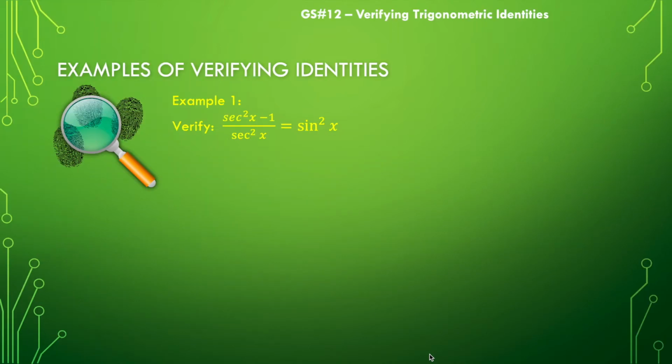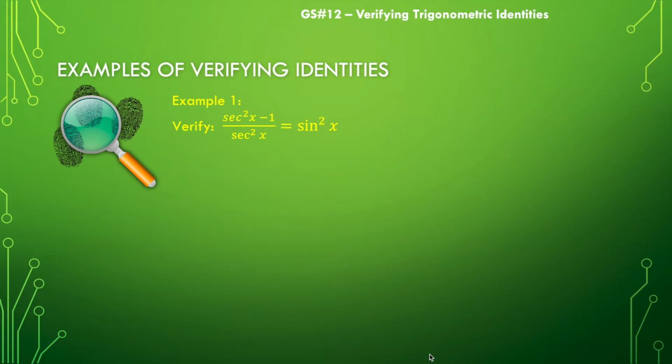All right, here's the first example. We have the equation secant squared of x minus 1 divided by secant squared of x, and that is equal to sine squared of x. So we're going to start this by taking that more complicated side, the left-hand side, and trying to manipulate it in such a way that it equals the right-hand side.